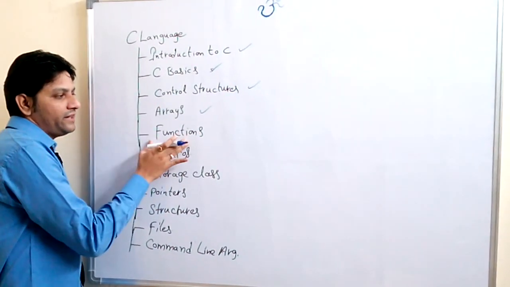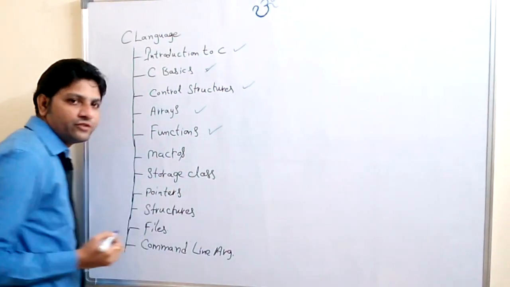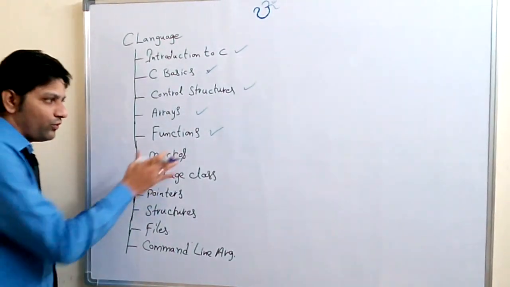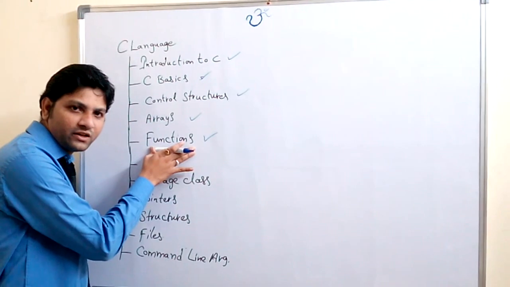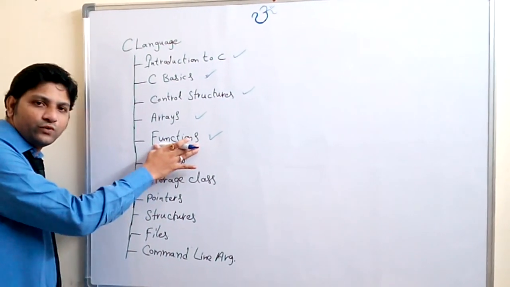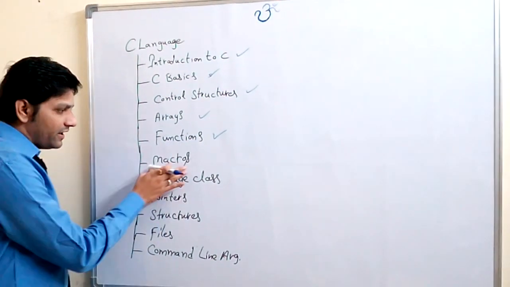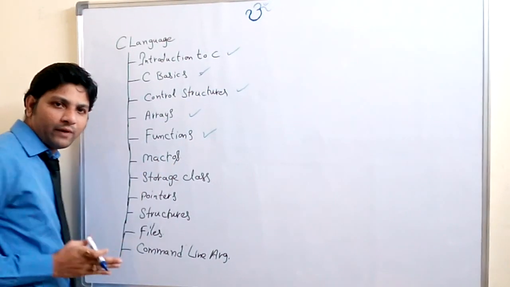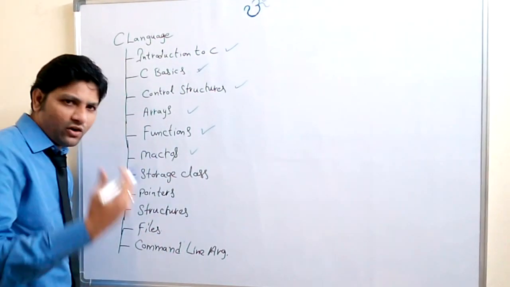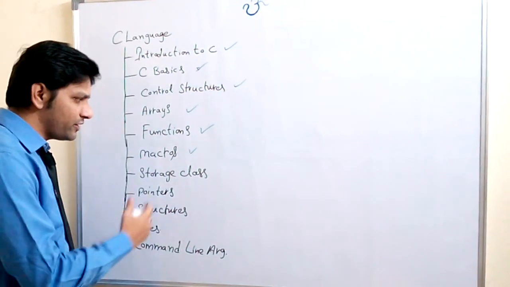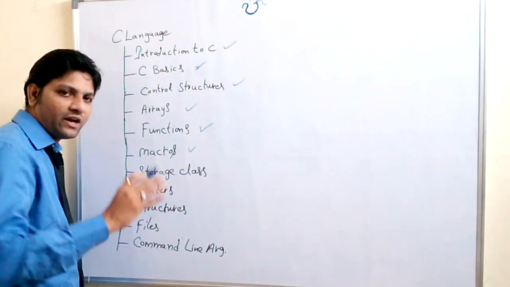And later we will understand the functions concepts in C language. Why should we go for a function? How many types of functions are there? All these things we will understand under functions. And then come to macros. What is a macro? What are argumented macros and unargumented macros? In C language we will definitely understand that.